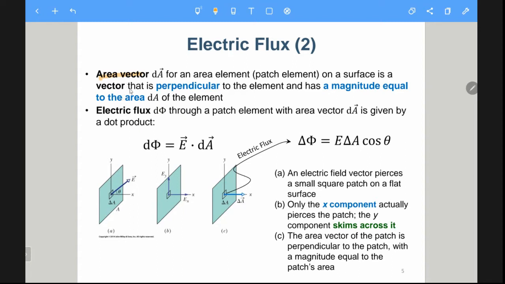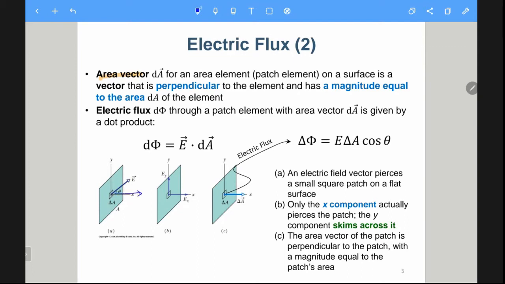So the direction of this vector is perpendicular to this element. Suppose it is small enough, even though it is curved, we can cut it into a very, very small area and regard it as a part of a plane. So we can define the direction perpendicular to this plane, to this element. And of course, you may ask, perpendicular to this plane actually means two directions.